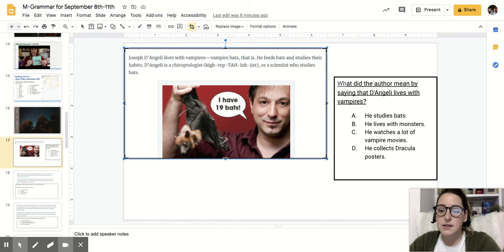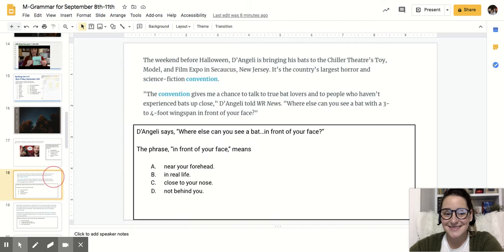We can answer it now since it's on the same slide. What did the author mean by saying that D'Angeli lives with vampires? I want you to pause the video, highlight which one you think is correct, okay? I'm not going to tell you. We're going to see if you can do this. I know you can. Pause the video, highlight which one you think is correct, and then unpause and move to slide 18. Okay, you are played or press played. Now we're going to look at the next one.